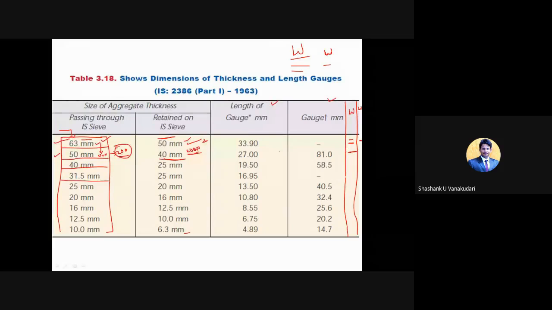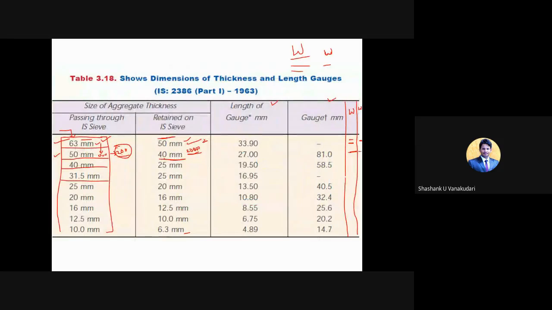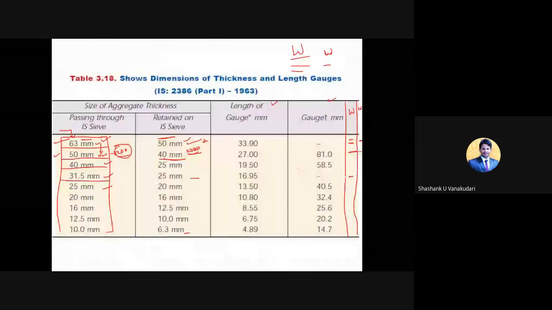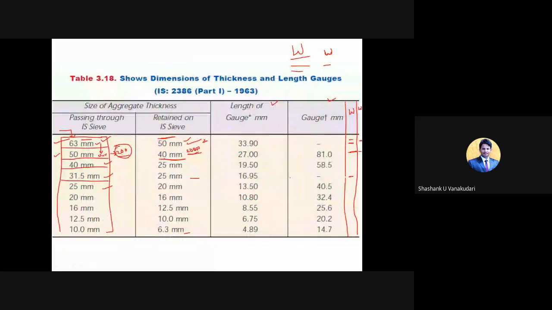And then the aggregates which are passing through 50 and retained in 40, those aggregates you pass in this portion. The aggregates which pass from this portion we write down here. Like that we'll go with all the sieve sizes. For example, 31.5 mm passing, 25 mm retained, 200 particles weight. That one I am writing here, and that one I am going to pass through this portion. Here it is 31.5 and 25. So again some aggregates will get passed and some will get retained.